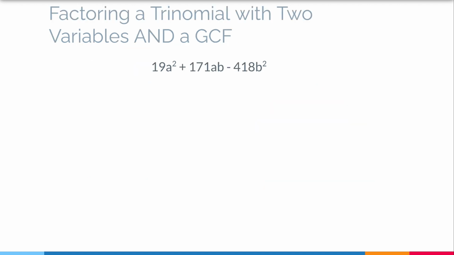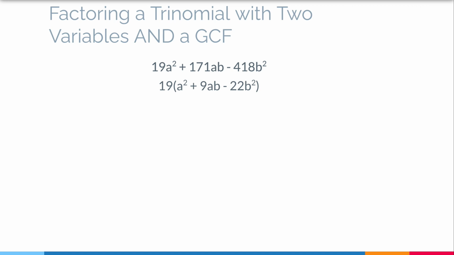Well, what happens if I merge these two things together? Well, I can factor very specific trinomials as long as the variable pattern is there, and there's a GCF. So 19a squared plus 171ab minus 418b squared. So right off the bat, can we factor 19 out of everything? Is it a common factor of a, b, and c? Yes, 19 can factor out, and we're left over with 19 times a squared plus 9ab minus 22b squared.